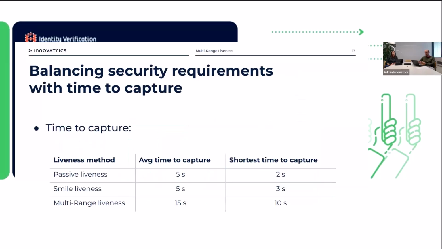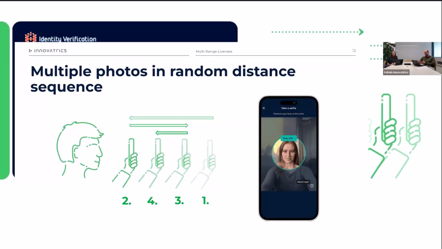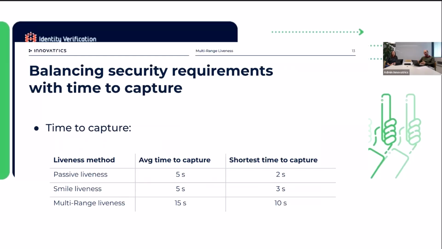So this is the new multi-range liveness that is developed. Of course, when you are repeating the same task multiple times, taking a selfie, it affects the time to capture. We have seen that the time to capture with the multi-range liveness is longer.